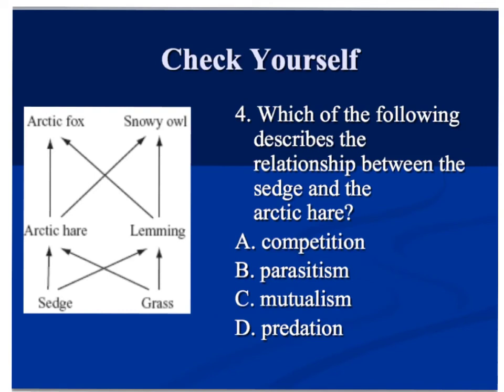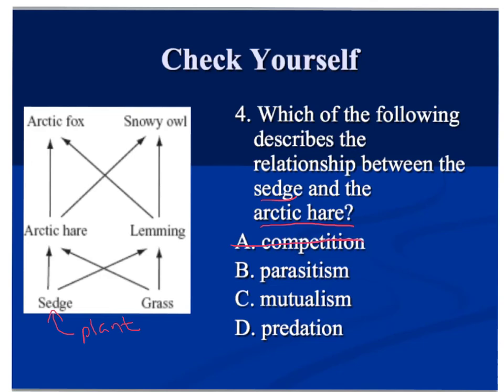To do question 4, it says, which of the following describes the relationship between the sedge and the Arctic hare? Now, even if you don't know what these things are, you should be able to figure out the relationship. In order for something to be competition, two things have to be fighting over one thing. So, for instance, are the hare and sedge both fighting over something? Well, because there's no arrow going into the sedge, you can conclude that this is a plant of some kind. And therefore, are plants and rabbits, which is the same thing as a hare, ever really fighting over something? Probably not. Get rid of competition.